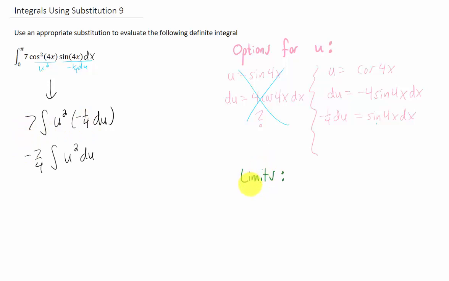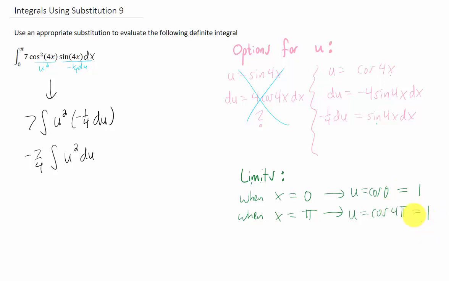Let's use a technique from the last video where we take our limits on x and turn each of them into a limit on u. To do that, we use our u-substitution. So when x equals 0, u is cosine of 0, which is just 1. When x equals pi, u equals cosine of 4 pi. And cosine of 4 pi is also 1.